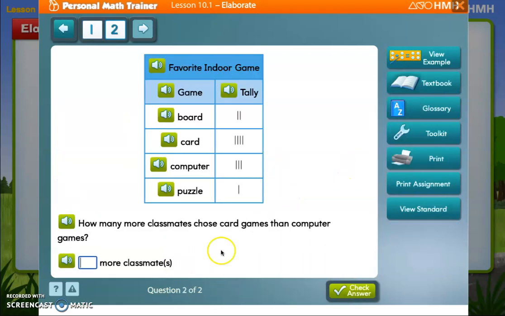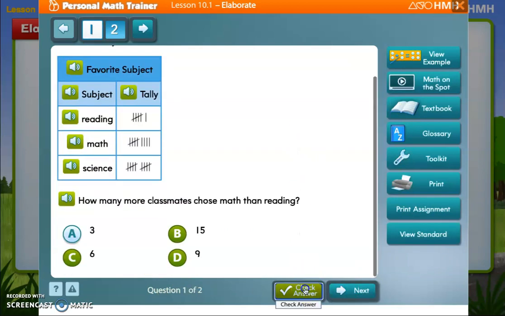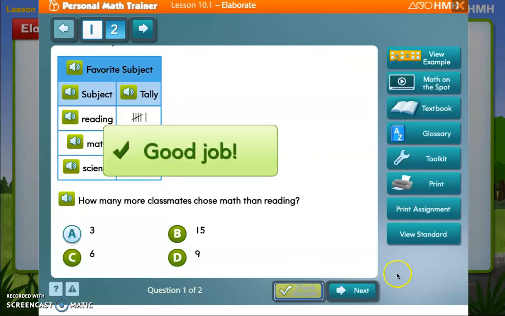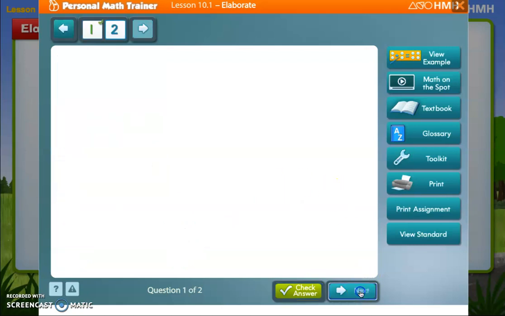Ooh, we forgot to check our answer. Hold on, let's go back. So we said 3. Good job! All right, there we go. So to find the difference, remember, we have to subtract. And we always take the biggest number first and subtract the smallest number from it.